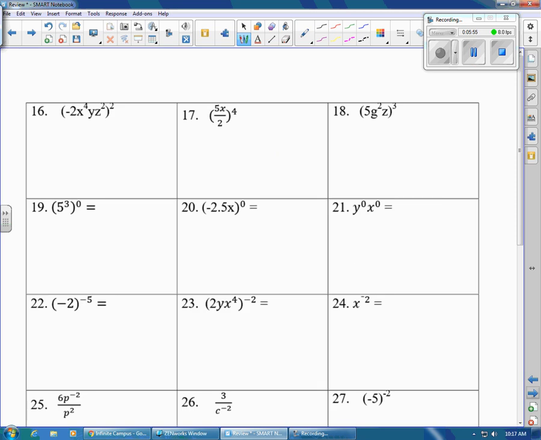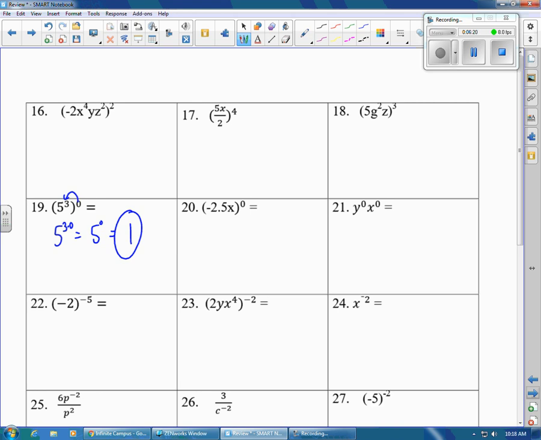Next, we're going to look at row 19 and 20. We're going to do problem 19 first. This is actually power to power. So 3 times 0 is 0. So it's 5 to the 0 power, and we know anything raised to the 0 power is going to equal 1.